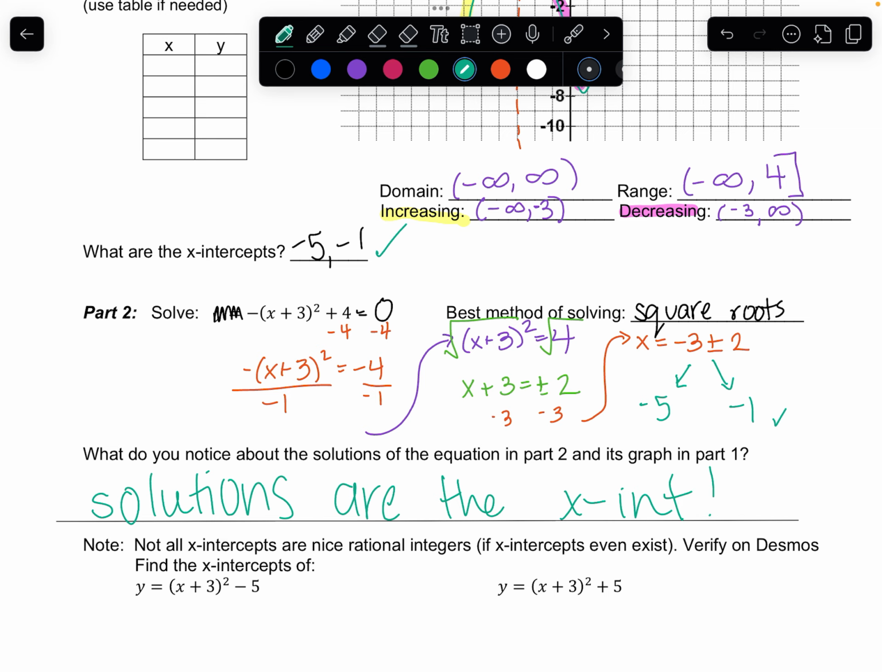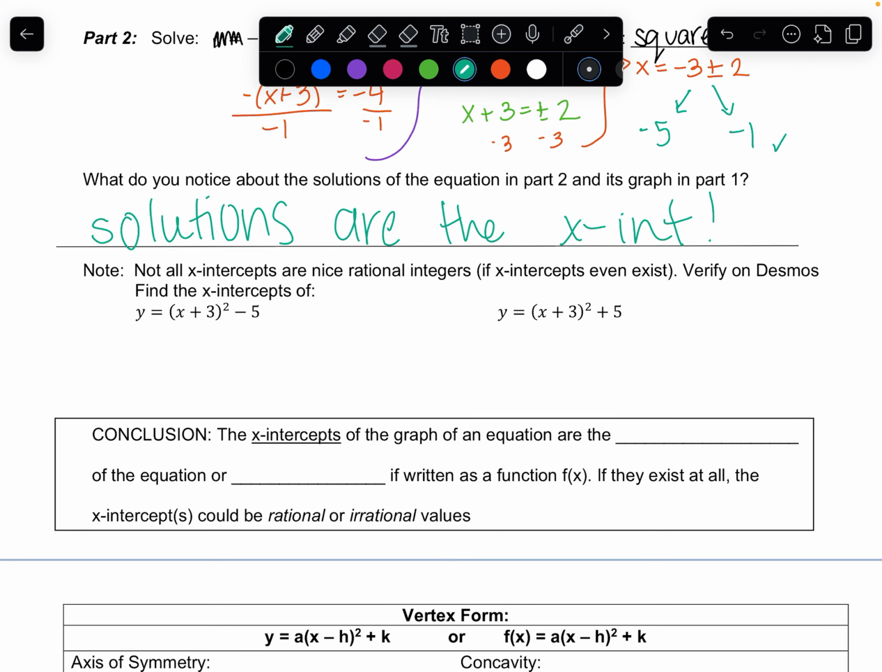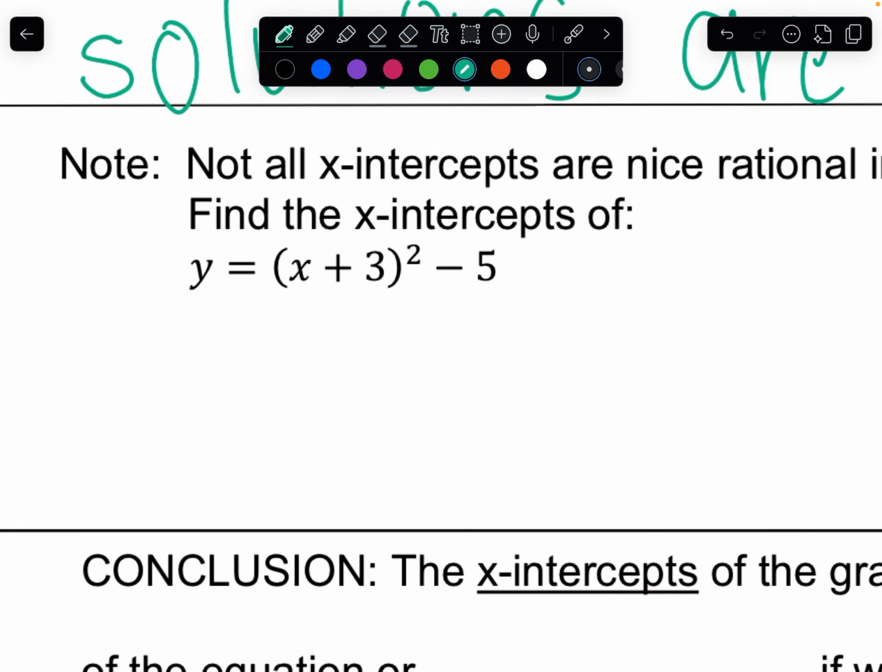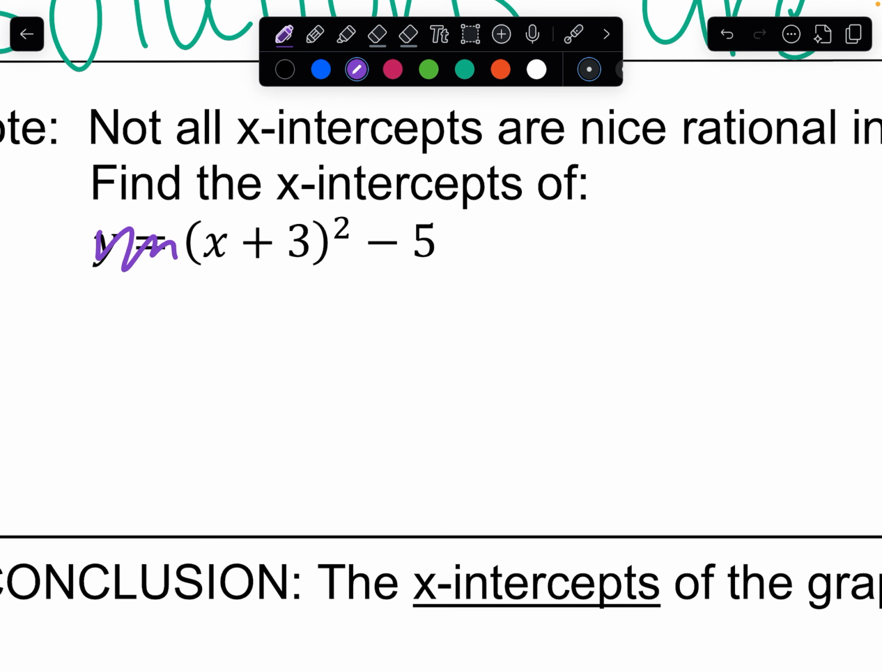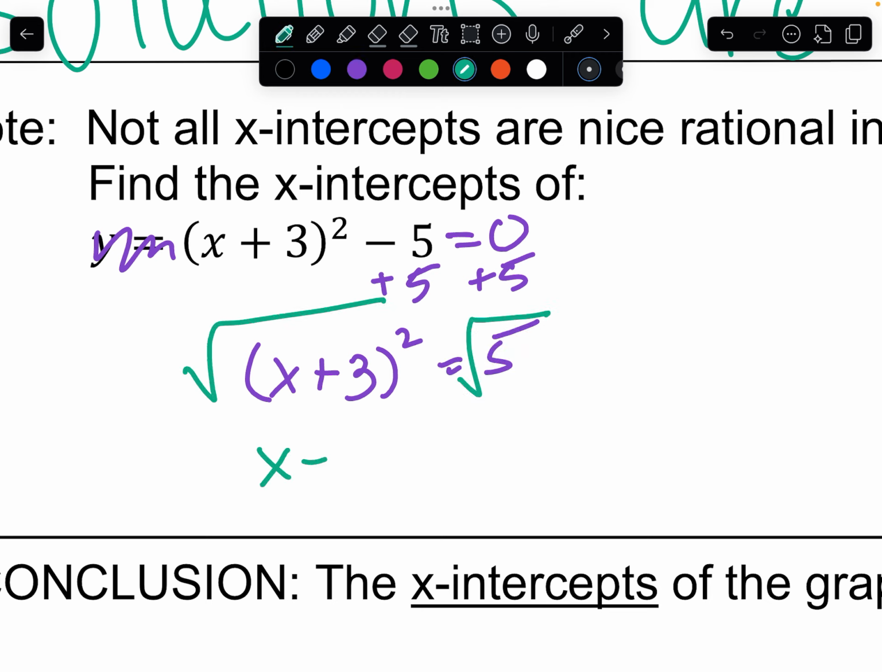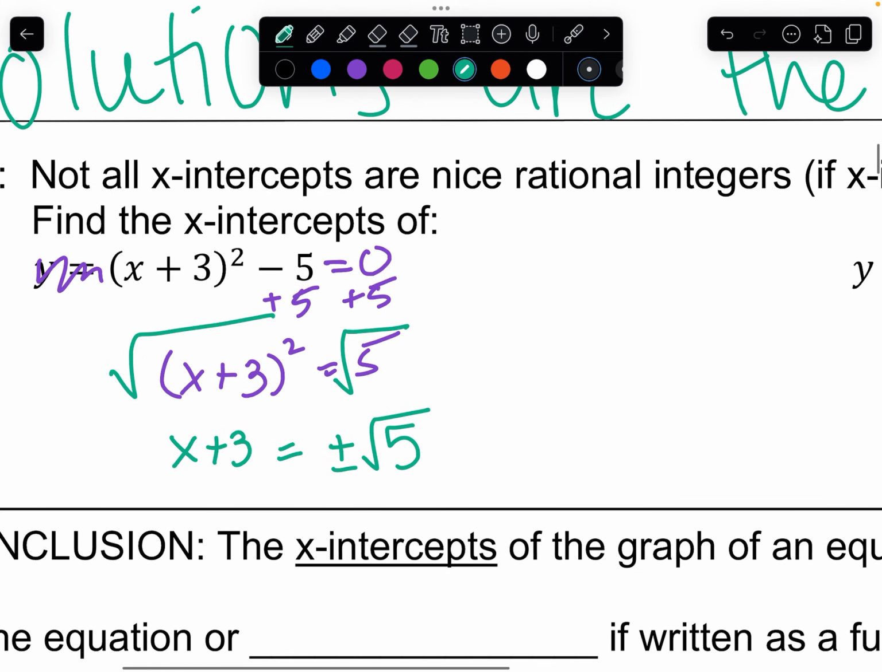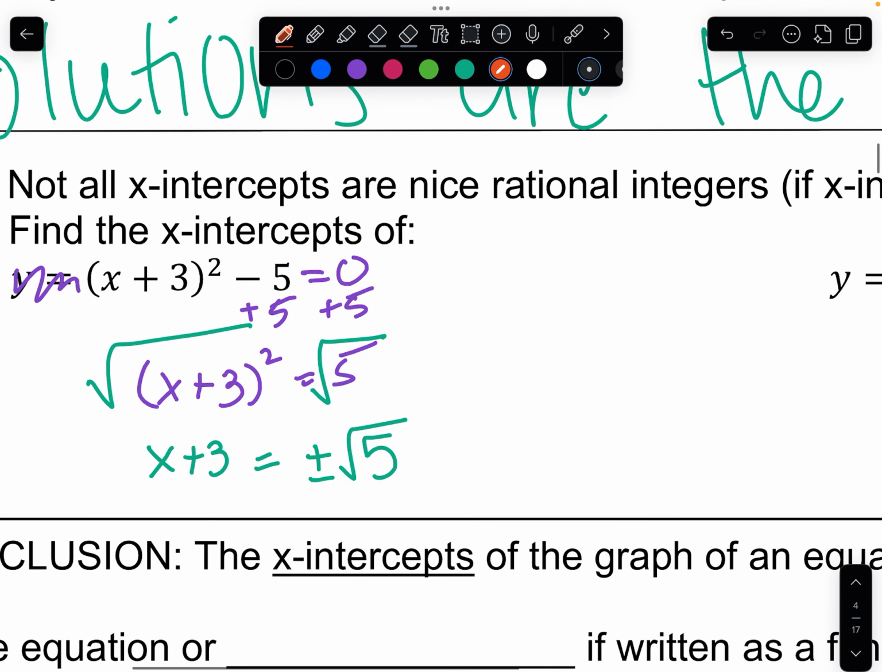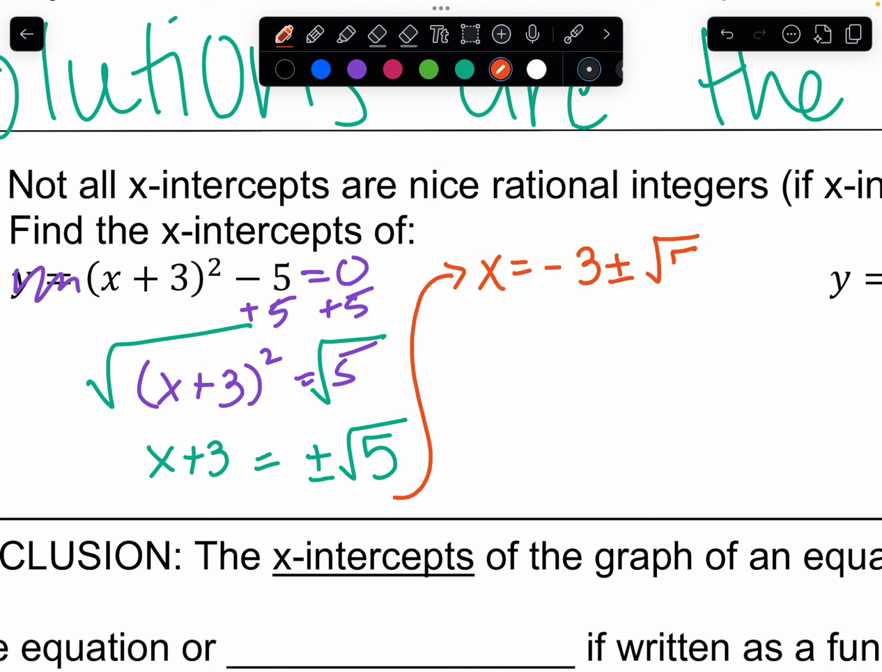Okay, so again, not all x-intercepts are nice rational solutions. For example, if we take this problem, we set it equal to 0. When we add 5, isolate that squared term, and square root both sides, 5 is not a perfect square, so we get plus or minus the square root of 5. Then, when we subtract 3, we get x equals -3 plus or minus the square root of 5. There are still two real solutions. They're real, but they're irrational.